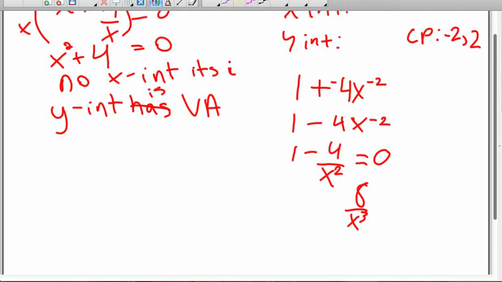Okay. So now we'll draw our graph. At least I didn't set 12 equal to 0 like Kelsey did. That's illegal.